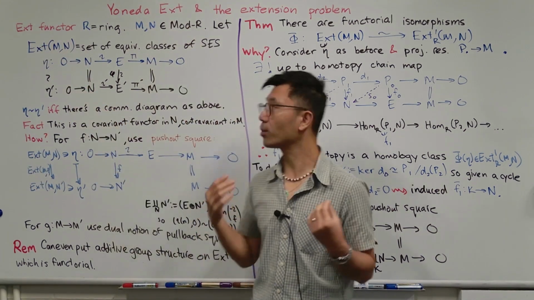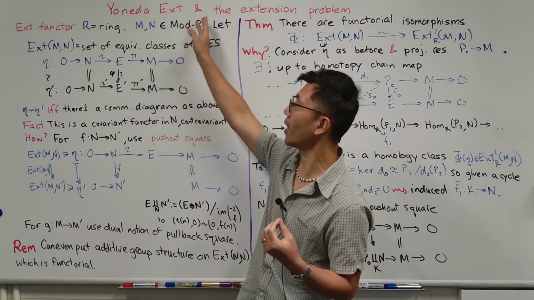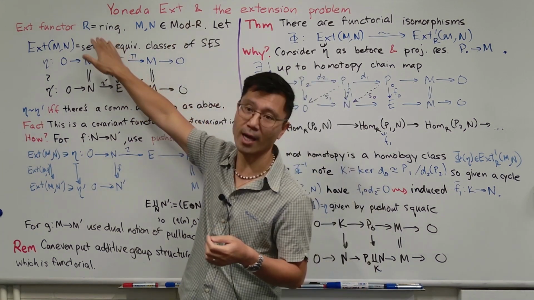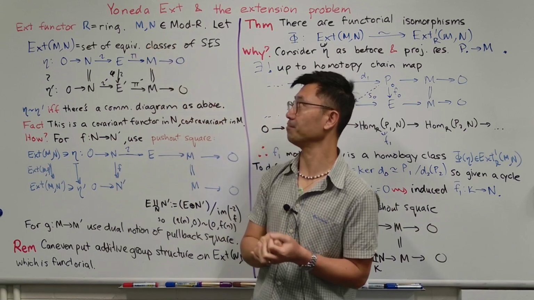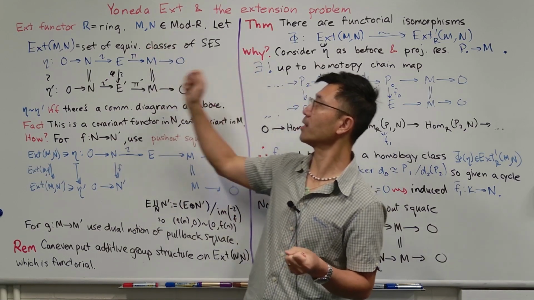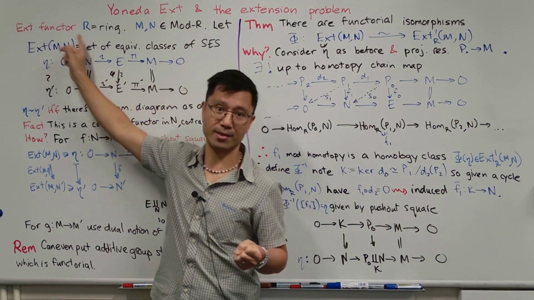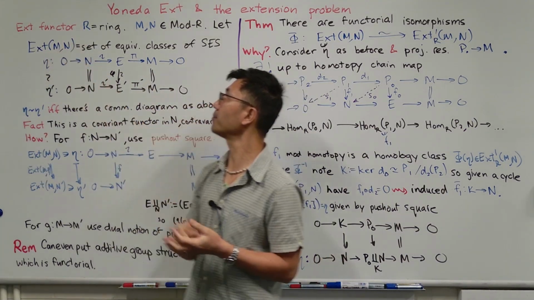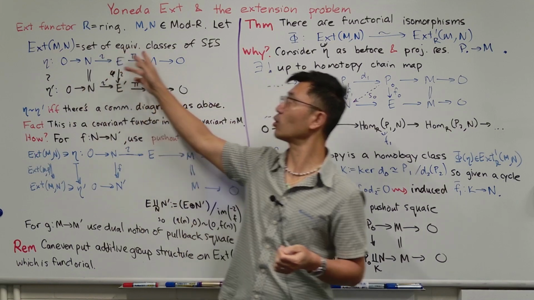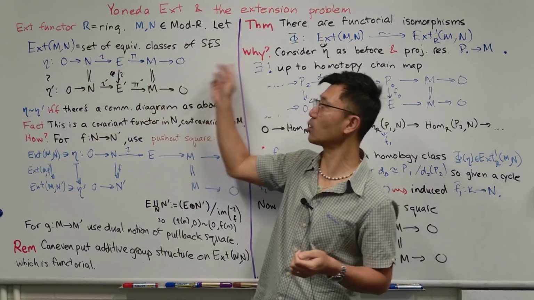Okay, so we're going to start with the same type of data that we did for the Ext^1 functor. We'll start with some ring R, and we're going to pick two modules over that ring, say M and N. And what is this Ext of M, N? That's the functor that we want to define. It's going to be a functor in both M and N. It's going to be the set of equivalence classes of short exact sequences.